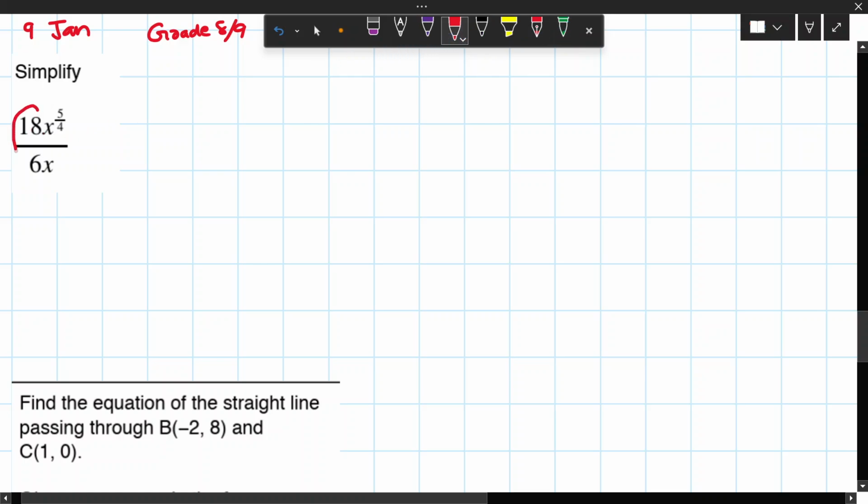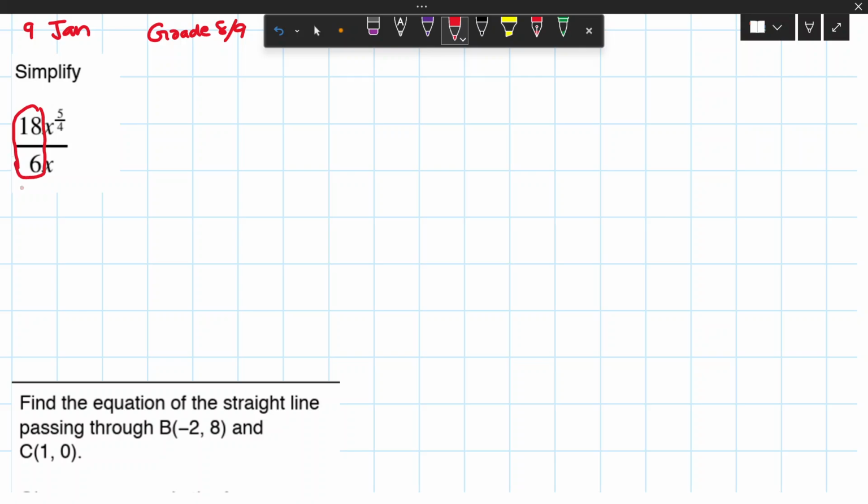So first we're going to do the numbers together. 18 over 6, that becomes 3. Now we've got x to the power of 5 over 4 over, if that's x, that is x to the power of 1. Laws of indices, we're going to subtract the powers, so that's 5 over 4, take away 1. So I tend to multiply that, so that will be 5 over 4 minus 4 over 4. Keep the common denominator, which is 4, so that will be 1 over 4. So my final answer would be 3x to the power of a quarter.